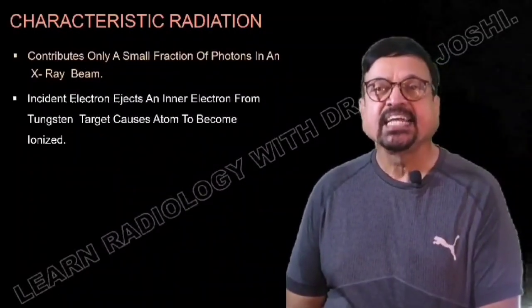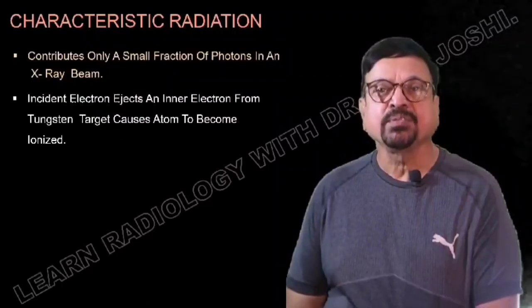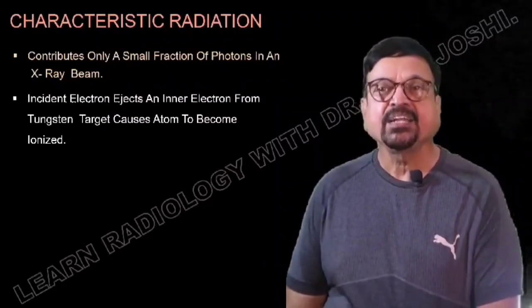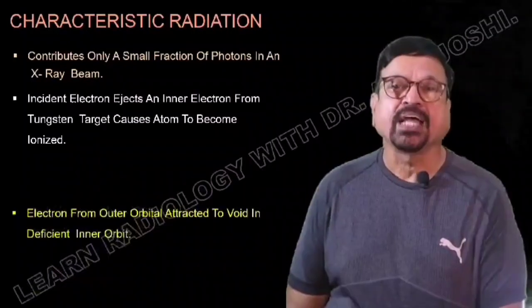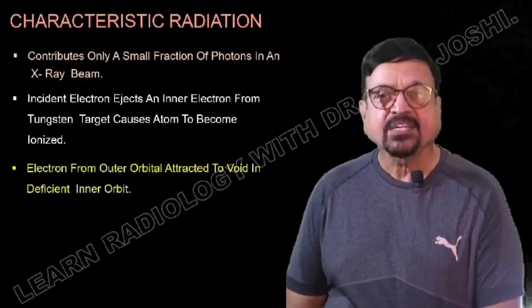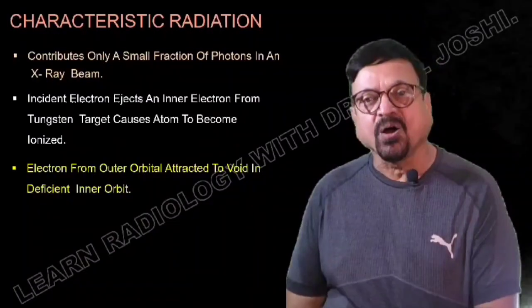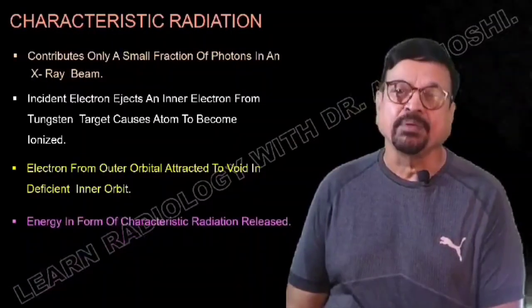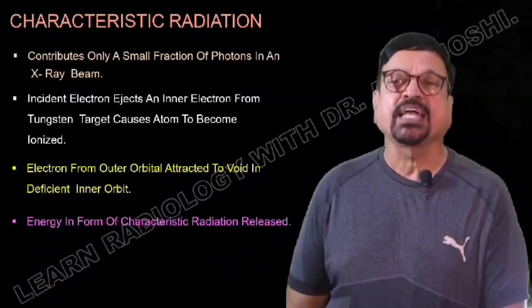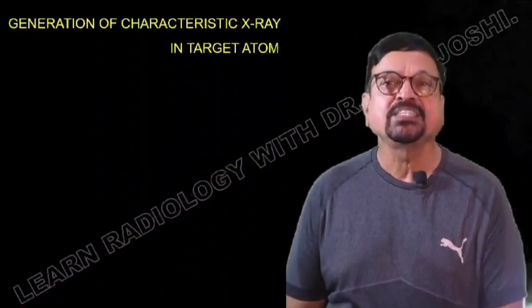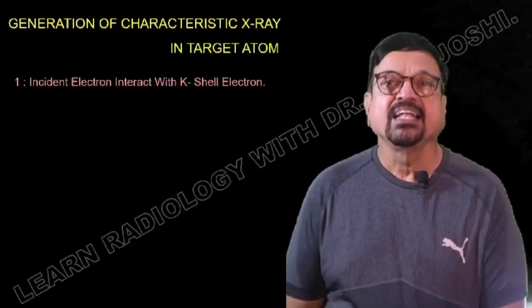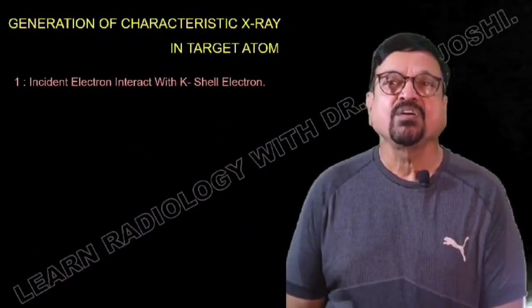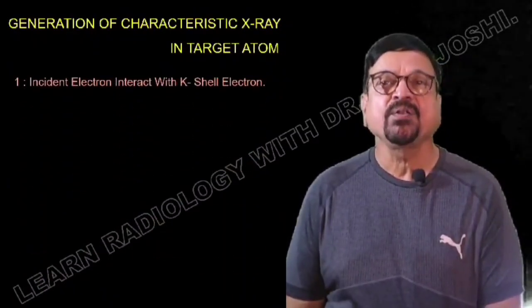The incident electron ejects an inner electron from the tungsten target. It causes the atom to become ionized. Now an electron from an outer orbital is attracted to the void in the inner orbit. The energy in the form of characteristic radiation is released. Now we will see it again, that is the generation of characteristic radiation.